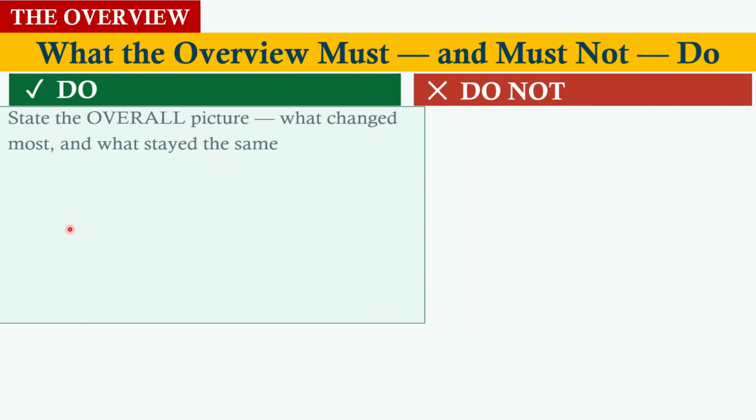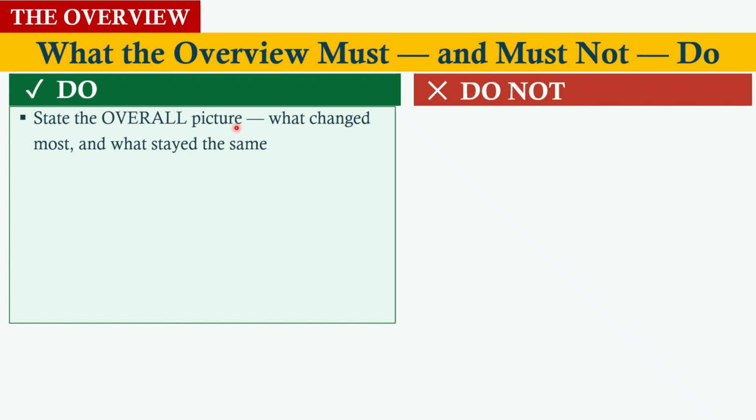First, let's look at what you should do. State the overall picture. What changed most and what stayed the same? For map tasks, this means identifying the main area of development and noting any important features that remained unchanged. You should also mention the main area of change. In many map tasks, one part of the map changes more than another. So this is often an important point to include in your overview.